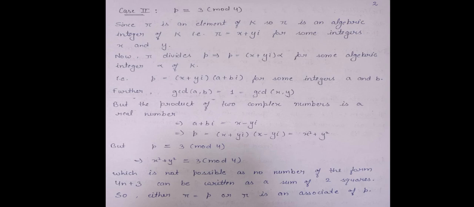That implies p = (x + iy)(x - iy) = x² + y². But p ≡ 3 mod 4. That implies x² + y² ≡ 3 mod 4, which is not possible as no number of the form 4n + 3 can be written as a sum of two squares. So either π = p or π is an associate of p.